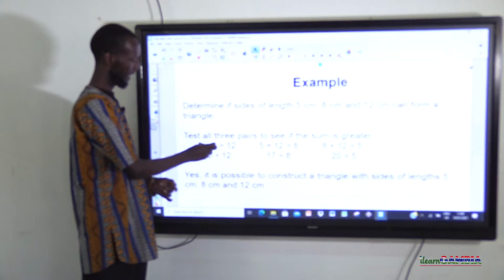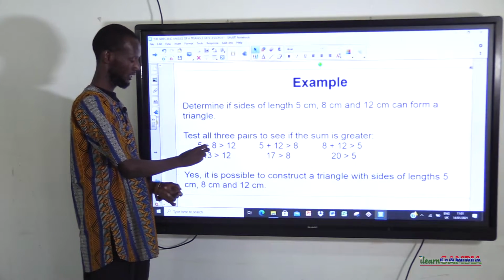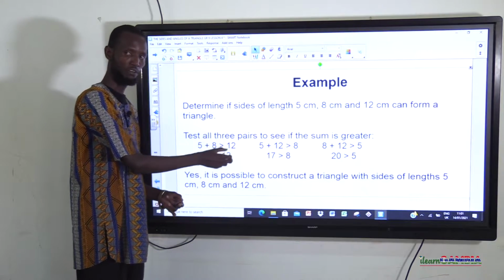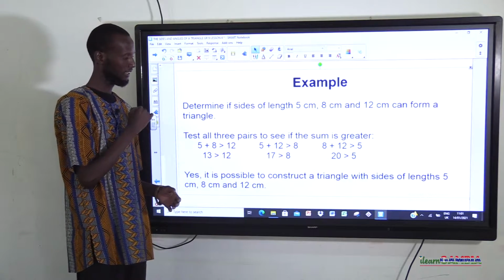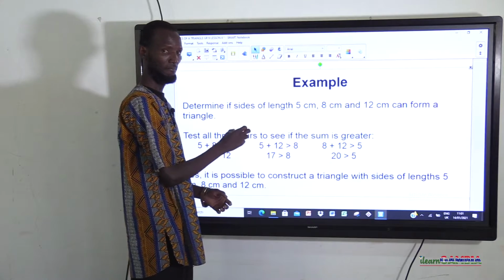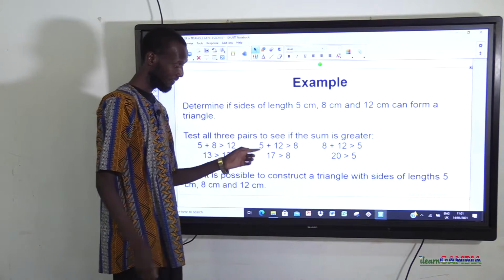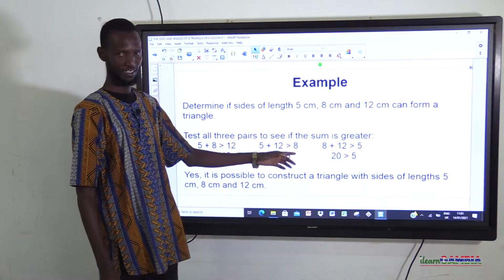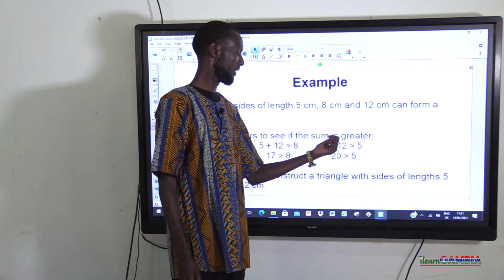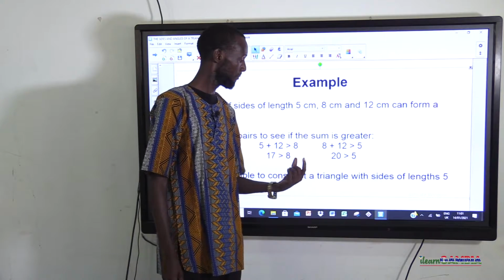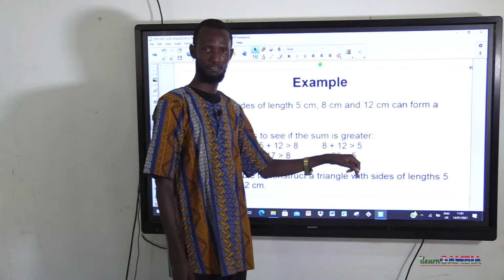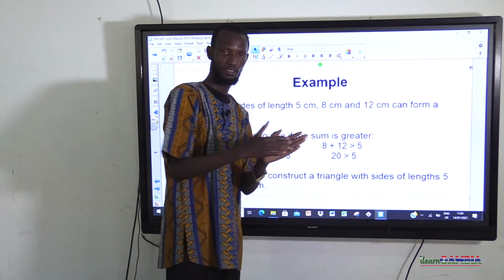When you take 5 and 8 together and you add them up, you get 13. And 13 is definitely greater than 12. So that works. Okay? Now when you take 5 and 12 and you add them up, you get 17. And 17 is definitely greater than 8. That's the remaining side. That also works. Then if you now take 8 and 12 and you add them up, you get 20. And 20 is also definitely greater than 5. So again, all 3 pairs are correct.